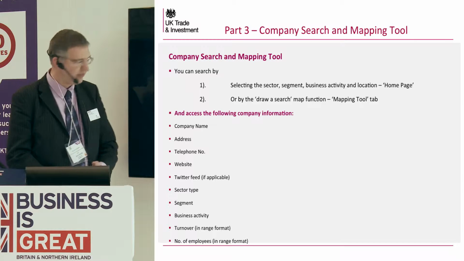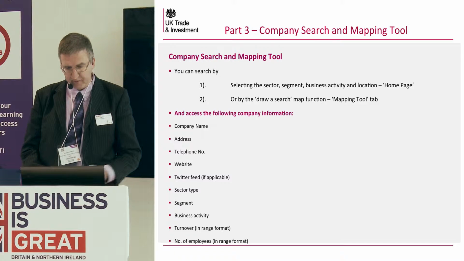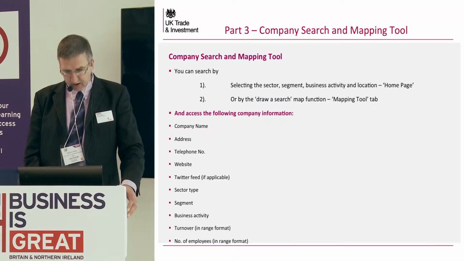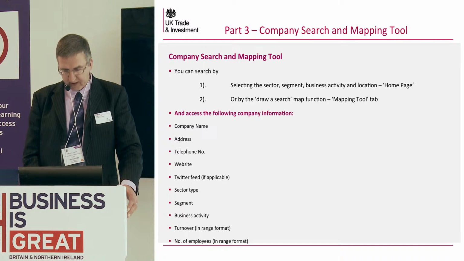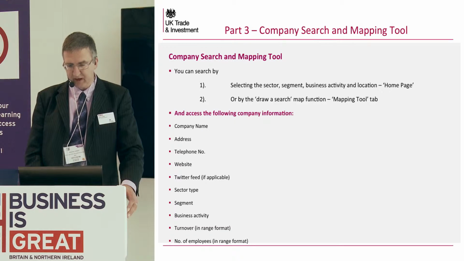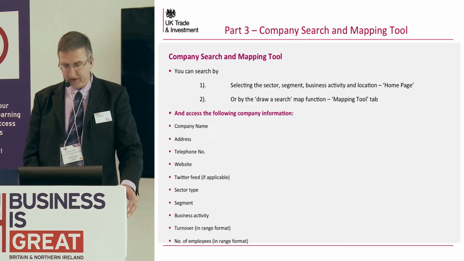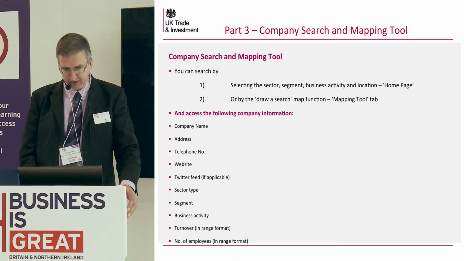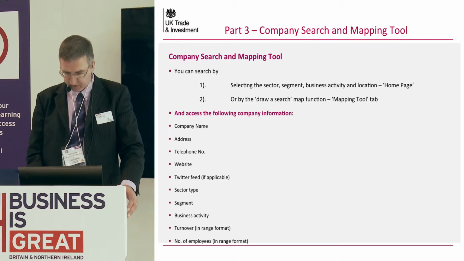So in terms of accessing the information on the website, you can either select the sector as I just mentioned, so you can go in through sector and subsector and the region and find information that way, or you can use the mapping tool and actually access the companies yourself just by going onto the map and just searching yourself for the type of company you're looking for.